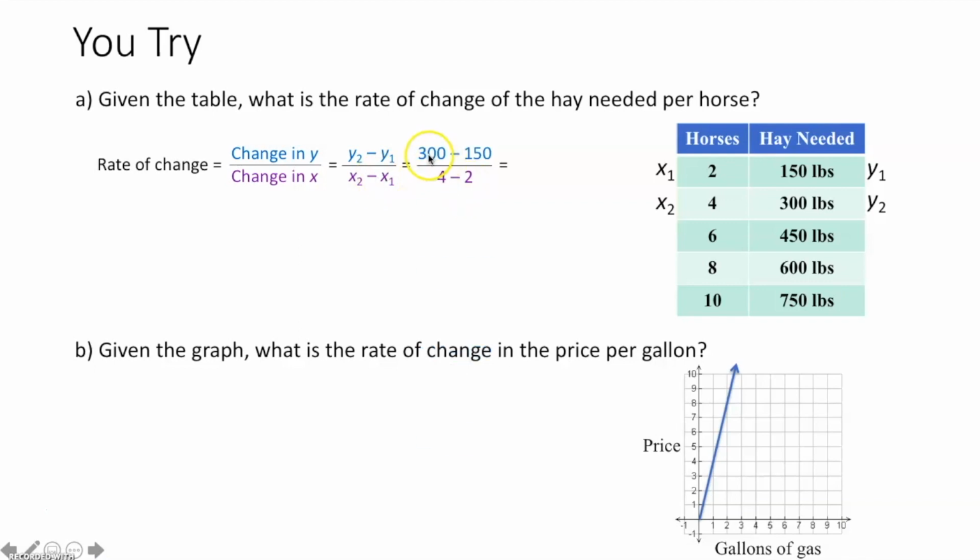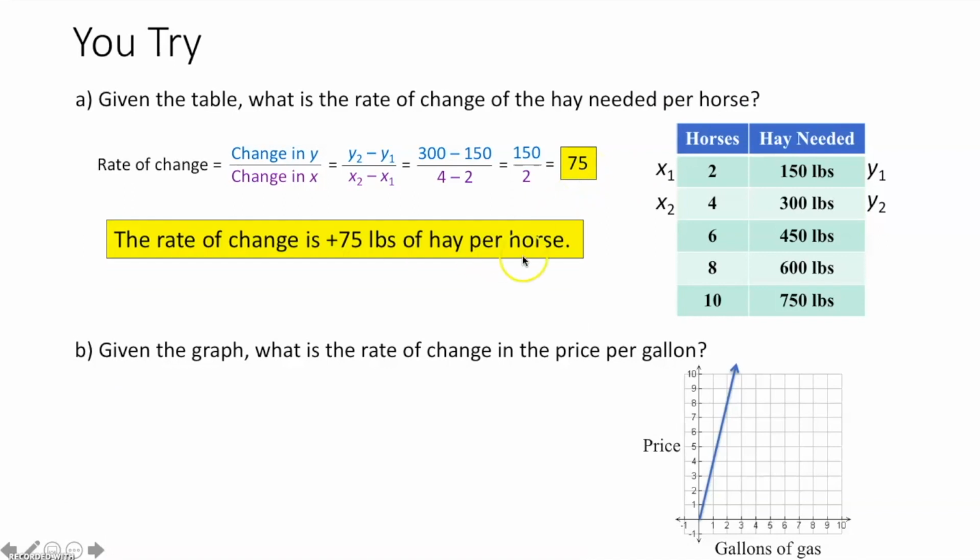Now we simplify. What's 300 minus 150? That's 150. And what's 4 minus 2? That's 2. We divide these now. What's 150 divided by 2? That's 75. But since it's a word problem, you don't just leave 75 as your answer. What does that even mean? Well, it's asking what is the rate of change of hay needed per horse. So it means that we need 75 pounds of hay per horse.